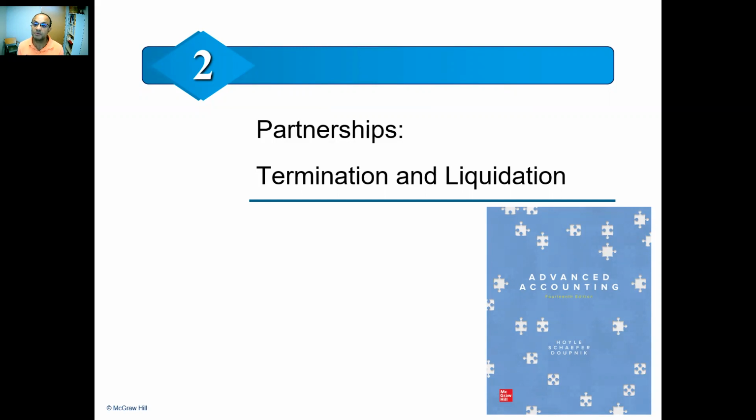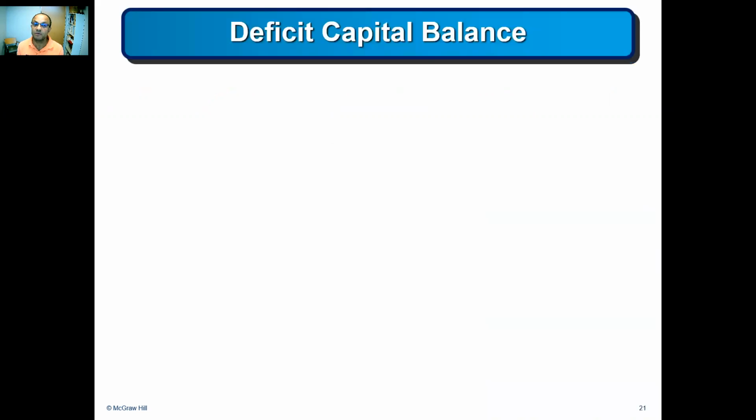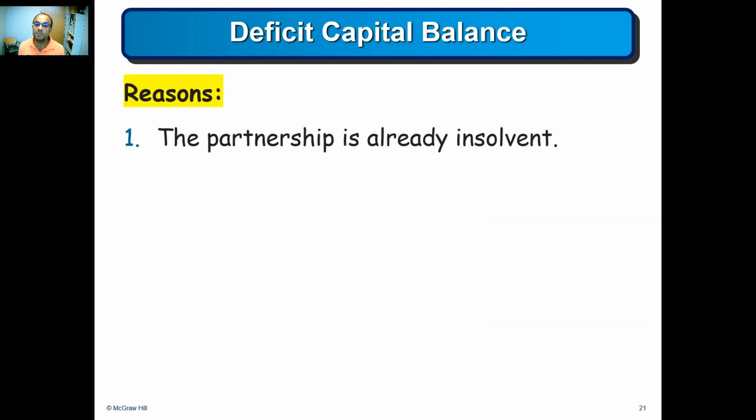Specifically, I will talk about the deficit of one of the partners and the pre-distribution plan. What do we mean by deficit of a partner? It means his capital balance is turning out to be negative. And we might wonder what are the reasons for this negative capital balance. Number one, the company might be insolvent at the beginning of the liquidation, which means it doesn't have enough cash to cover up all the due payments.